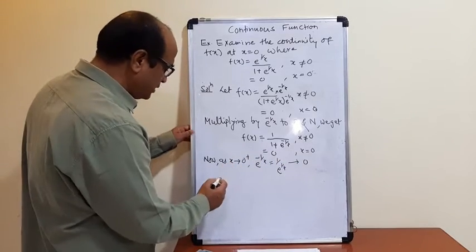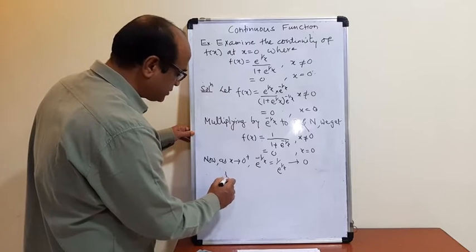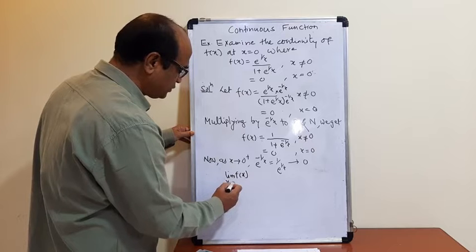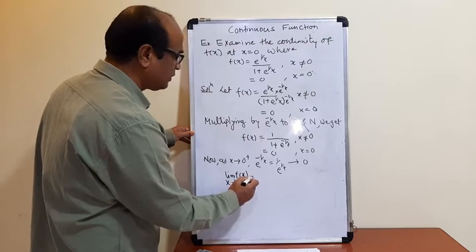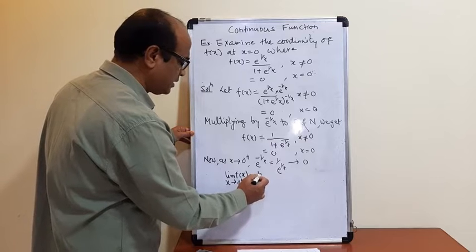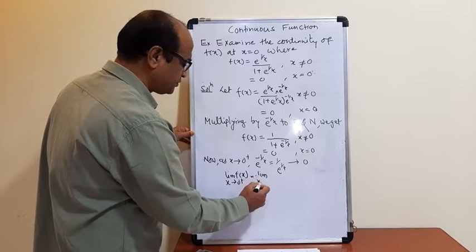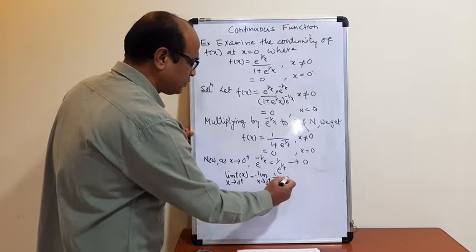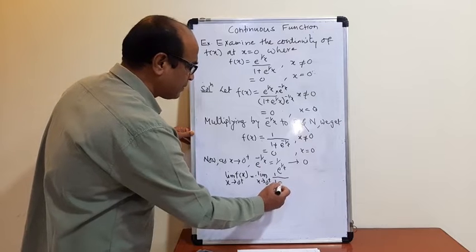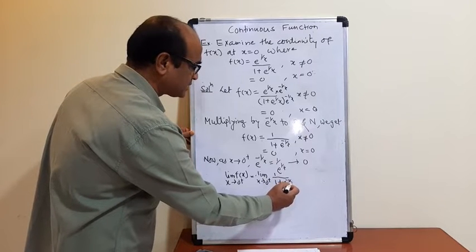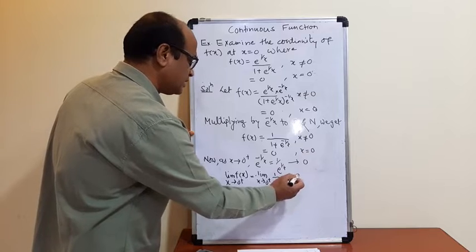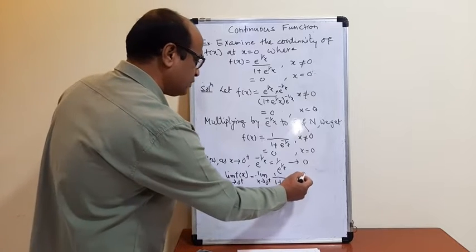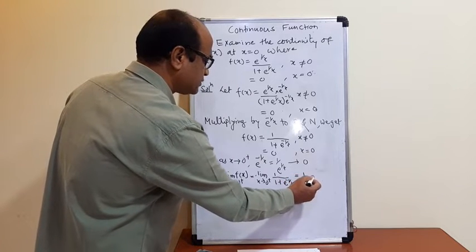So this is done. What is the right hand limit? The limit of f(x) as x tends to 0 plus, where 0 plus means the right hand limit, so x tends to 0 from the right hand side, is equal to 1 upon the limit of 1 plus e raised to minus 1/x. Here e raised to minus 1/x is equal to 0, so that is 1 upon 1 plus 0, so that is 1.